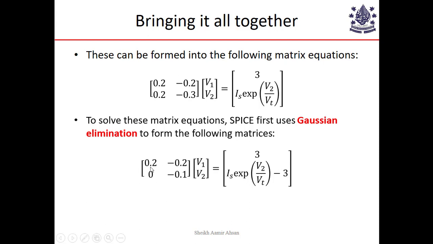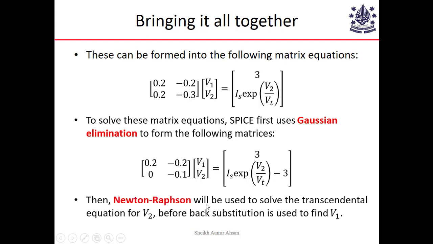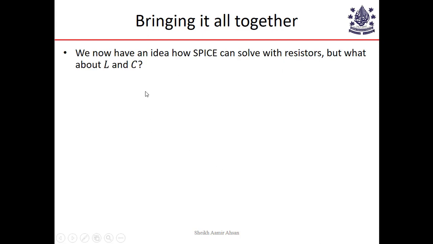But note, now V2 cannot be found straight away, right? Because V2 is here and you also have V2 here. So this is the transcendental case that we mentioned previously. So this has to be solved numerically using Newton-Raphson. Okay, so we'll use Newton-Raphson to find V2, and once we have found V2, we'll plug that back in here and find V1. Okay, that is how we can find V1 and V2.